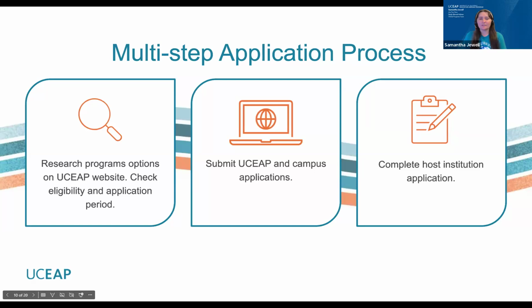Once you select a program and confirm that you meet all the eligibility requirements, you can look up the application open dates and deadlines so that you know when to apply. Keep in mind that the application deadlines can be as early as 9 months before the program starts. Students generally need to complete 3 different applications: a UCEAP application, a campus application, and a host institution application. After you get approved for participation by both your campus and UCEAP, you'll receive instructions for the host institution application, along with other program details such as housing, visa requirements, and program dates.